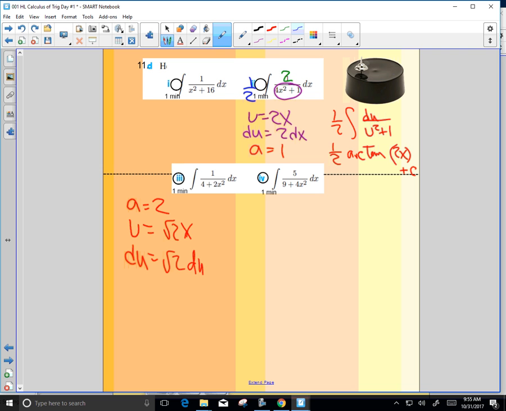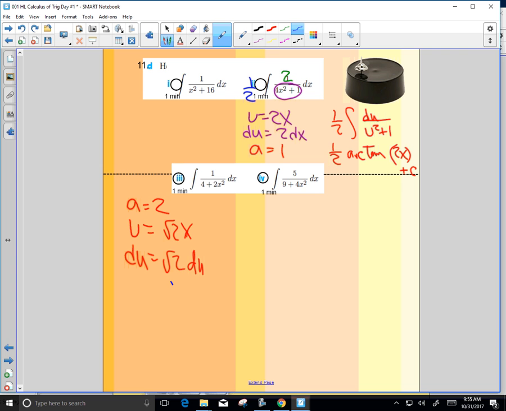Now, some of you, and I know who you are, can just look at this and say what the answer is. It gets that way. After you do this enough times, I can look at this and say, oh, that's going to be 1 over 2 square root of 2 arctangent of square root of 2x over 2 plus c. But go ahead and work it out first.